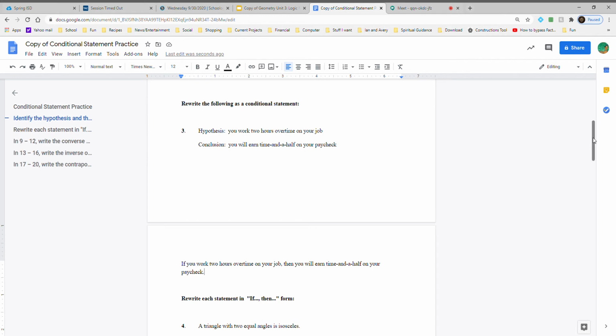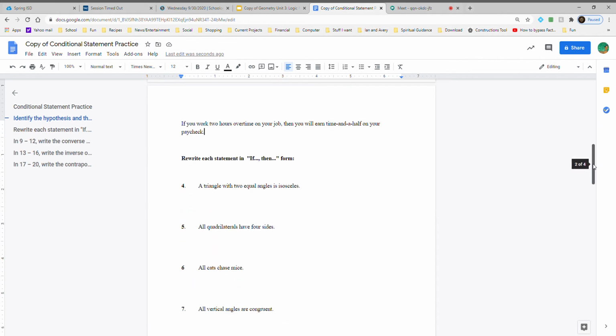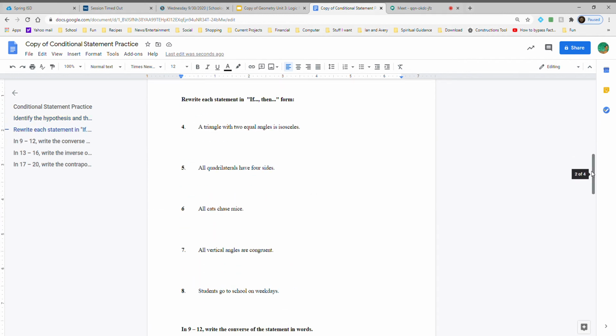Now, on this next one, I'm not going to actually type these out. I'm just going to talk you through them. Numbers 5, 6, and 7 are just like the all dogs go to heaven one. We said if you are a dog, then you go to heaven. Number 5, if you are a quadrilateral, then you have 4 sides. Number 6, if you are a cat, then you chase mice. And number 7, if you're a vertical angle, then you are congruent.